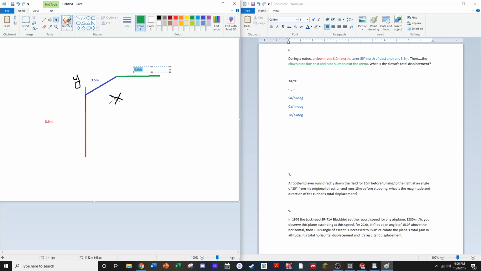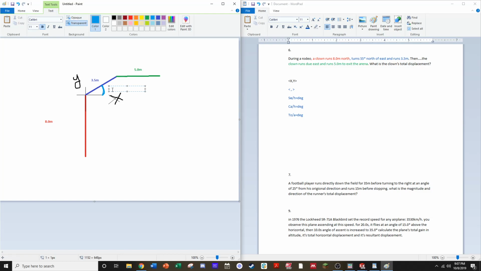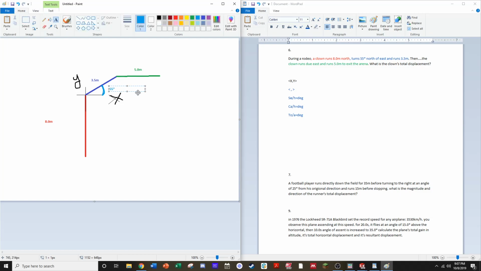And this is where it gets a little tricky. I'm going to draw in the angle, in another shade of blue, because that's what I do. Let's make that a little thicker so you can actually see it. And this angle is 55 degrees. Now remember, this angle is measured from this axis here, up. Don't forget that.